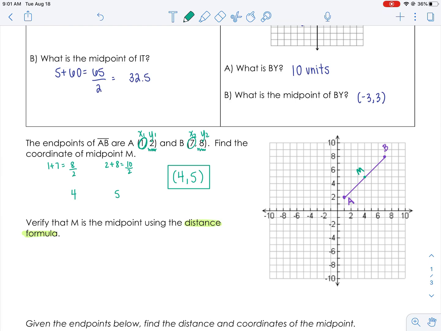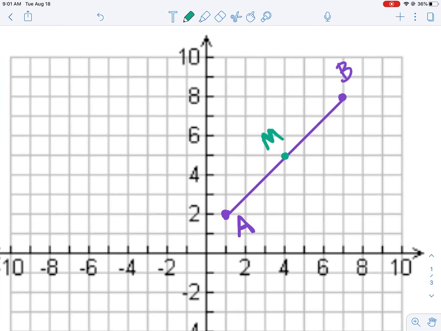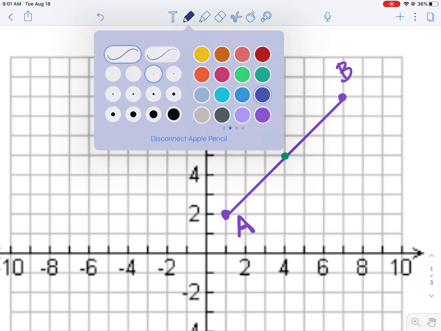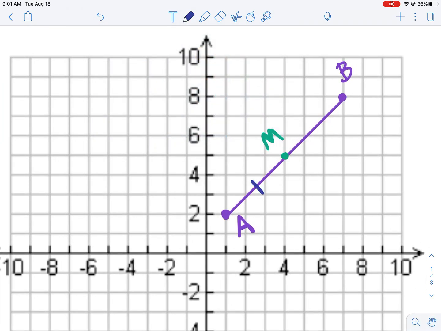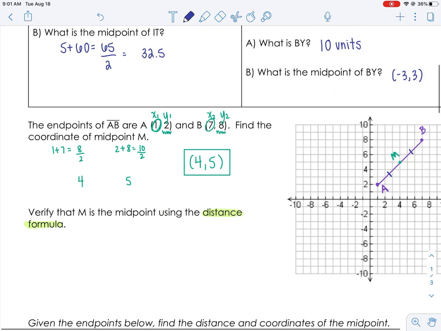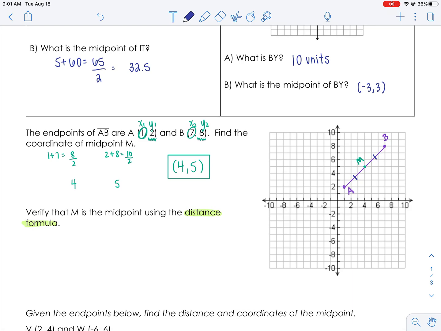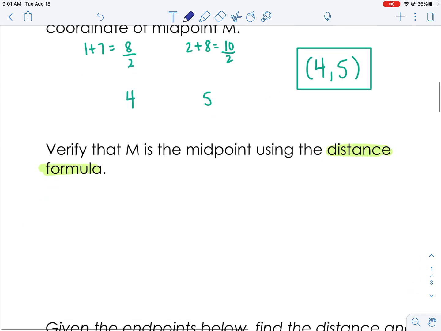Now it says verify that M is the midpoint using the distance formula. If M is the midpoint, what that means is that the distance from A to M should be the same as the distance from M to B. So I'm going to do distance twice, and remember, I do have a formula here. I need to find the distance from A to M, and then the distance from M to B, and they should be the same. They should be congruent. They should be equal.